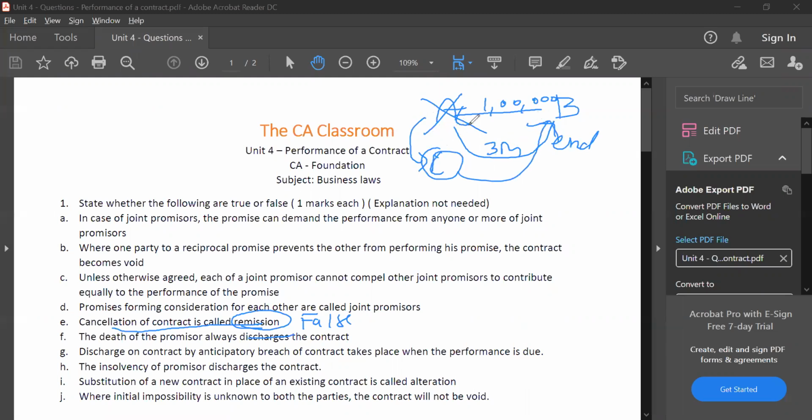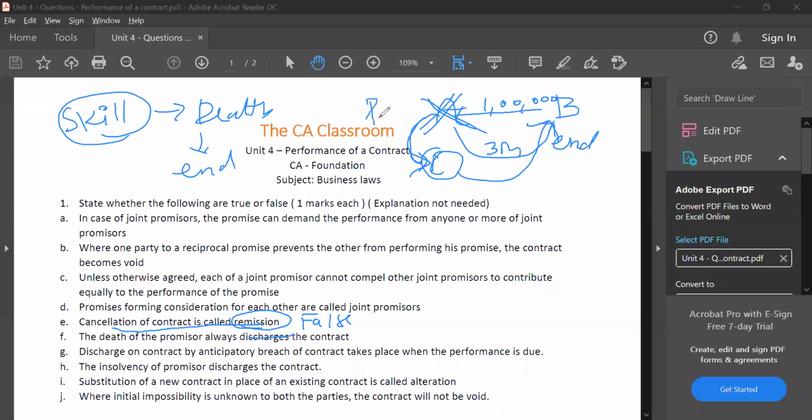Now, here you cannot say, no, one party has died, so therefore the contract has ended. Absolutely not. You have to wait until you can ask the other person to perform. But if this involves a contract of skill, where personal skill is involved, then death leads to the end of the contract. Let's say a contract is for painting, then only the person who has to paint can do the performance.